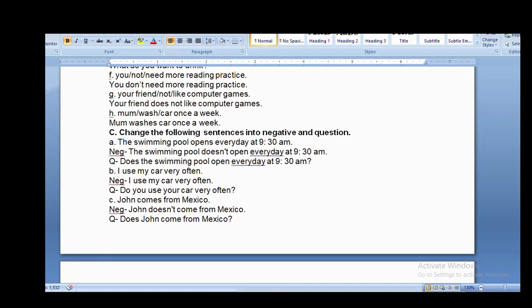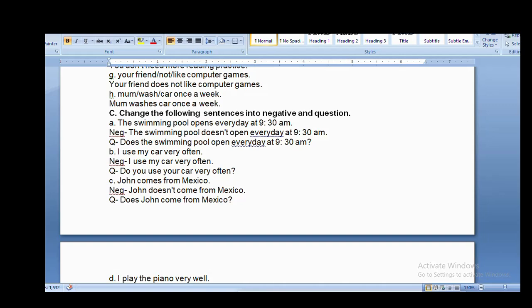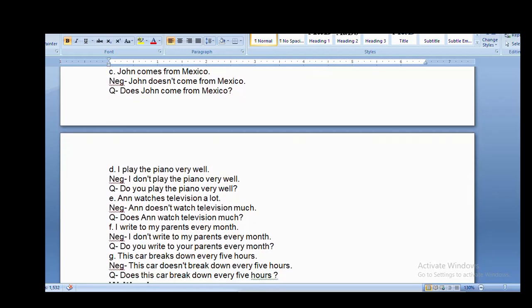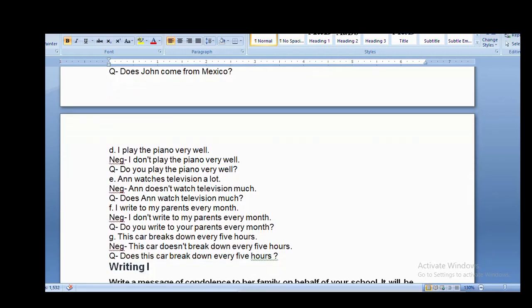Is interrogative. John comes from Mexico. John does not come from Mexico. Does John come from Mexico? So number, I play the piano very well. Negative, I don't play the piano very well. And interrogative, do you play the piano very well?